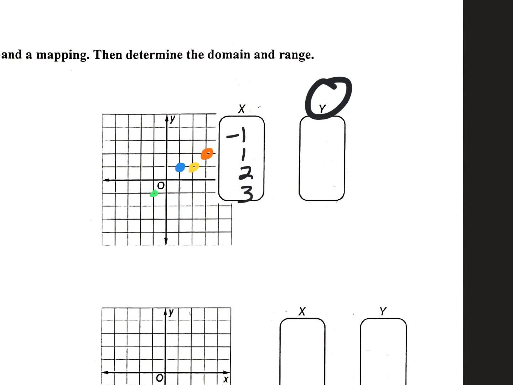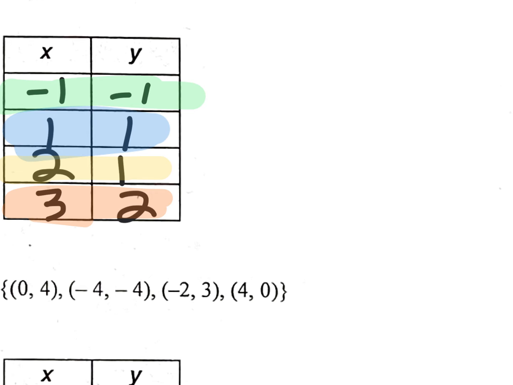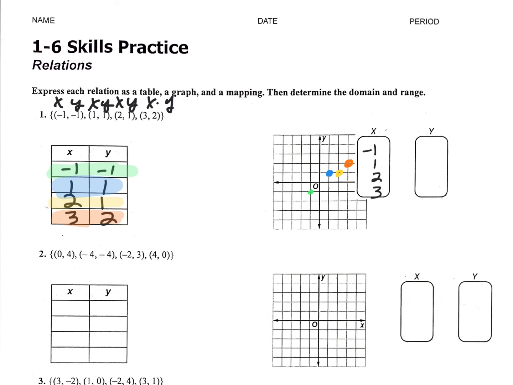Okay, so -1, 1, 2, and 3. Then I need to put my Y coordinates in the right-hand side of the mapping. So that gives me -1, 1, 1, and 2. Now this is the one difference between the table and the mapping. So -1, 1, and 2.